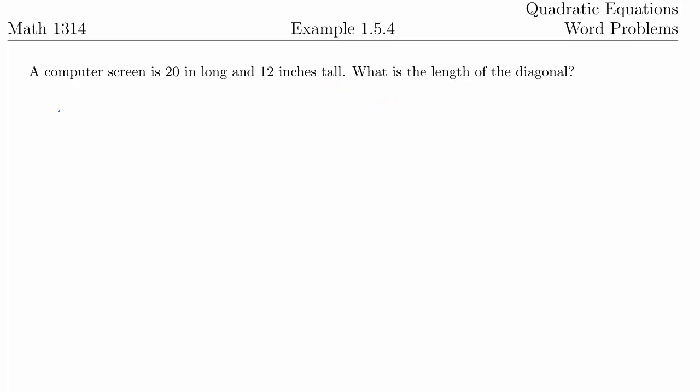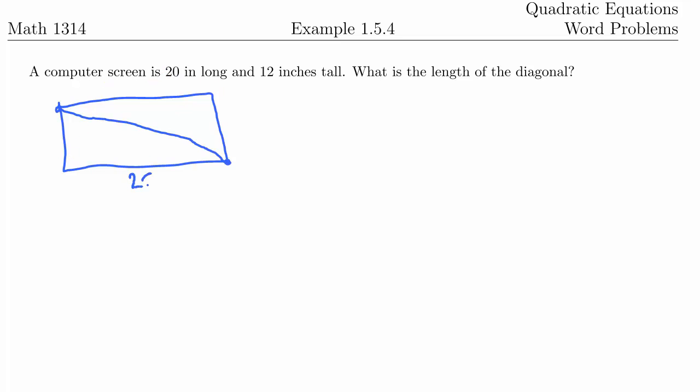The diagonal, if I was to draw a rectangle, because that's the shape a computer screen is in, is the length from one corner to the other corner. Now, it says that the screen is 20 inches long, so 20 inches long there, and 12 inches tall there. Call that x for the diagonal. What you should realize is that this is still the Pythagorean theorem.